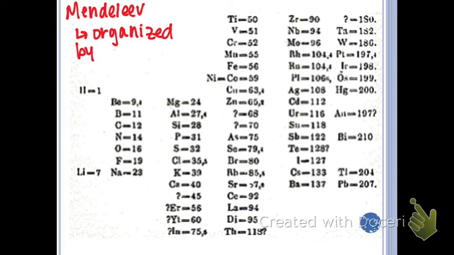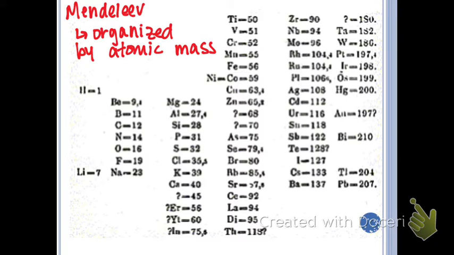Did he not even name any of the elements after him? There's mendelevium. But I don't actually think he named it. I think someone named it after him. So he organized his periodic table by atomic mass.